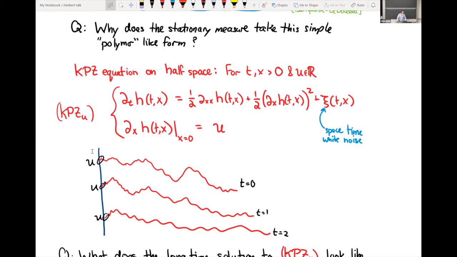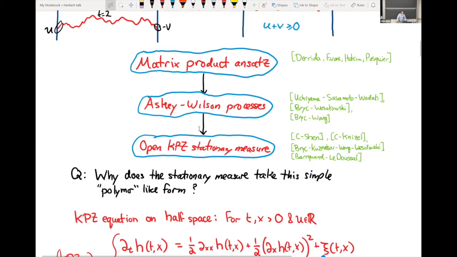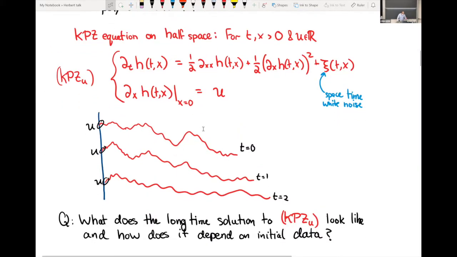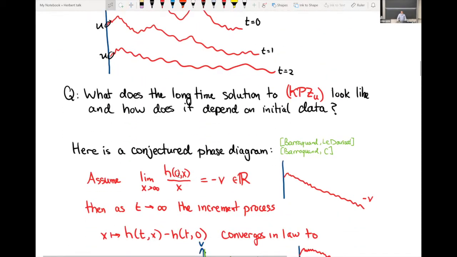I should say, just backing up very briefly, in this case, I put this question mark. What the question mark really means is there's a conjecture that for any choice of u and v, you have a unique invariant measure, and you have ergodicity, so everything will converge to that. In the half space, it turns out the picture is more complicated than that, and I'll explain that. So again, the question here is, what does the long time solution look like? Or in other words, what are the invariant measures, and how does which invariant measure you arrive at depend on the initial data?